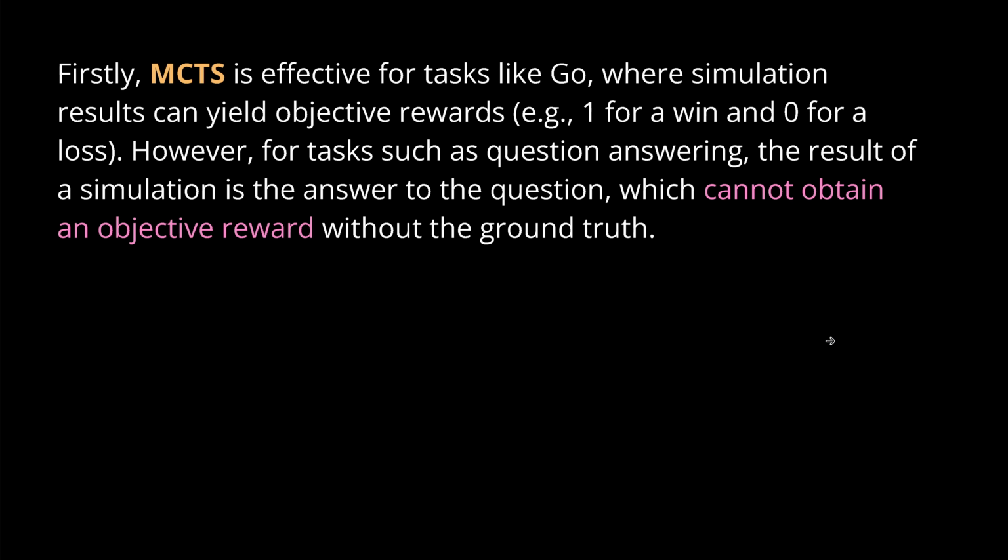At first, it works great. Monte Carlo tree search is beautiful if you have a game like Go, where you have an objective reward, a 1 for a win and a 0 for a loss. However, if we have question answering, logical explanation, or reasoning tasks, the result of all this simulation is simply an answer to a question. And here we cannot obtain an objective reward without knowing the ground truth and having access to independent sources that are really 100% correct.